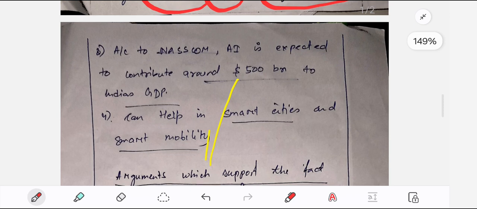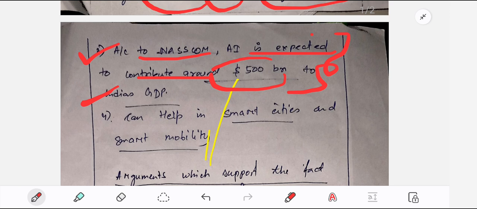Then, according to NASSCOM, third thing, you are providing data. AI is expected to contribute around $500 billion to India's GDP. This is one data point which you have given, and the examiner will think that this guy has studied papers and current affairs holistically. Because this is a relative exam, and the other guy is also studying a lot, so how will you compete with him or her? You have to write better answers.